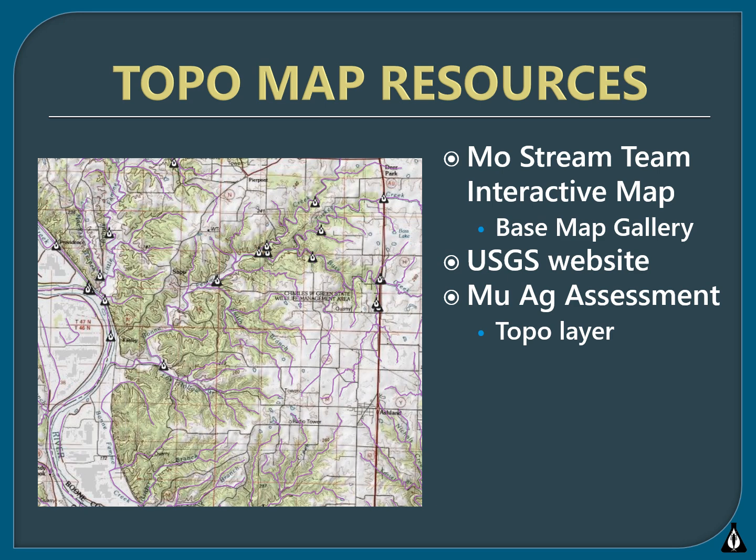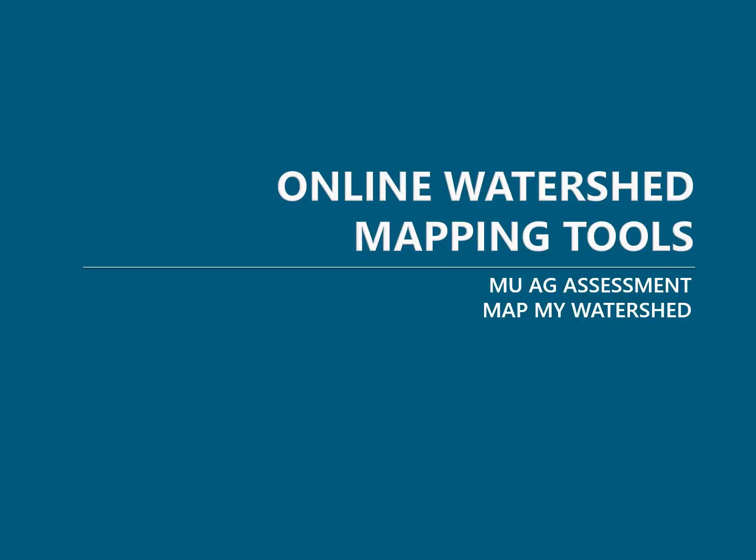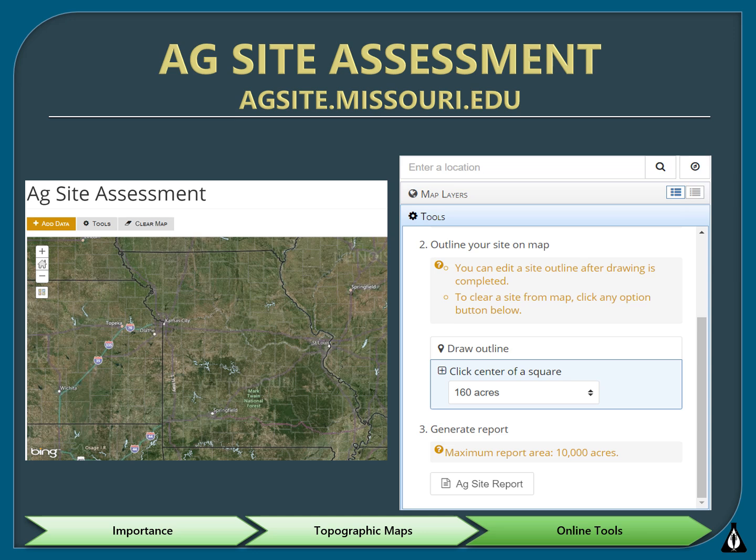So aside from using physical hard copies of maps, let's talk about different online mapping tools that you can use to outline your watershed. So the first tool we're going to talk about to evaluate the watershed that you're interested in is the Ag Site Assessment with the University of Missouri.